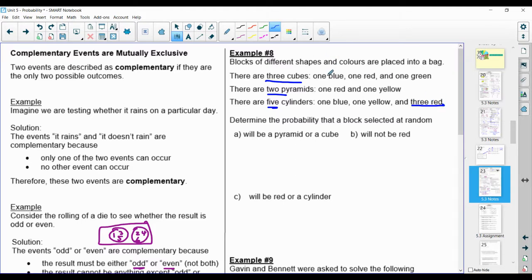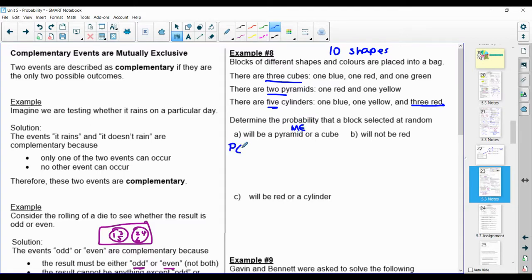So if we add these up, we've got 1, 2, 3, 4, 5, 6, 7, 8, 9, 10 shapes. So there are 10 shapes here. Very easy to look at that and only give yourself 8 shapes because, again, everything's been ones except for the last phrase. So the first question says, determine the probability that a block selected at random will be a pyramid or a cube. Well, we ask ourselves, is this mutually exclusive or not? And so you ask, can I have a pyramid cube? And the answer is no. We cannot have overlap, so this is mutually exclusive.